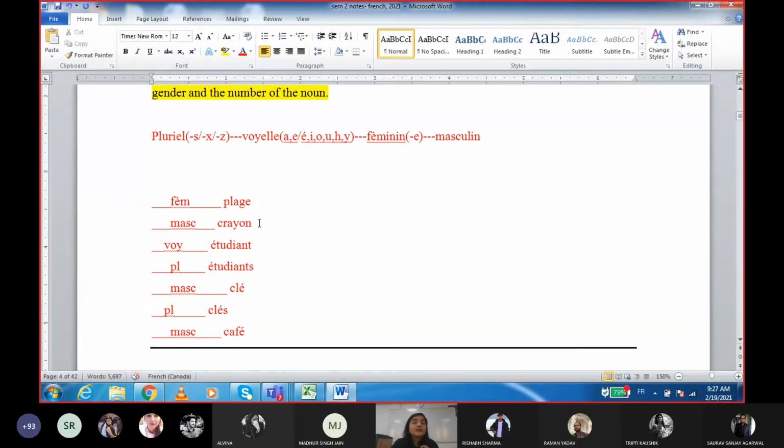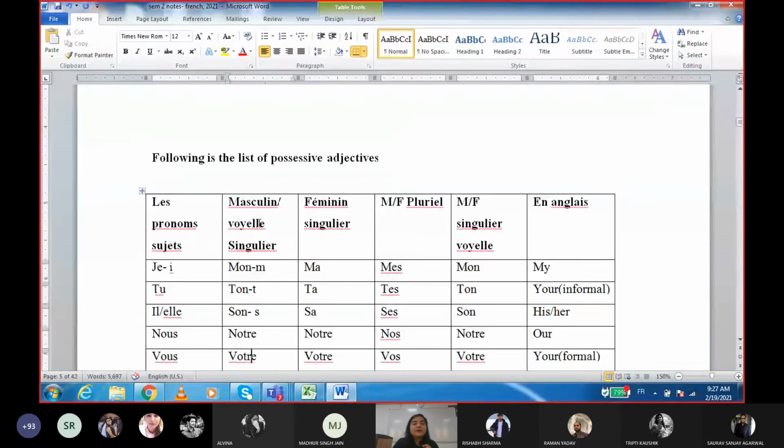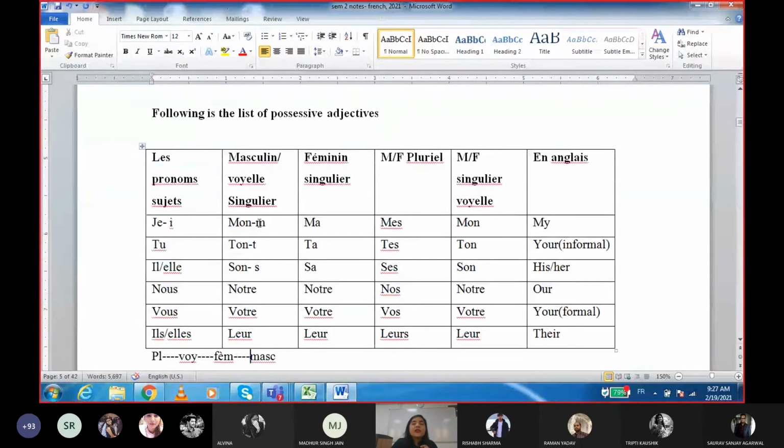What about possessive adjectives? There we saw a table as a list of possessive adjectives. In English we have my, your, his, her, our, your, and their. So in English, as I have told you, we have such certain words. In French, it becomes three categories. Why? Because my can be different with masculine and vowel-starting words, feminine words, and plural words.